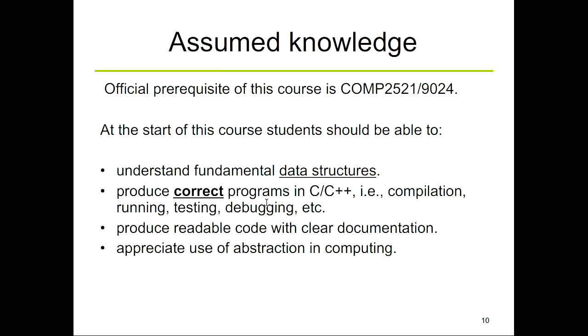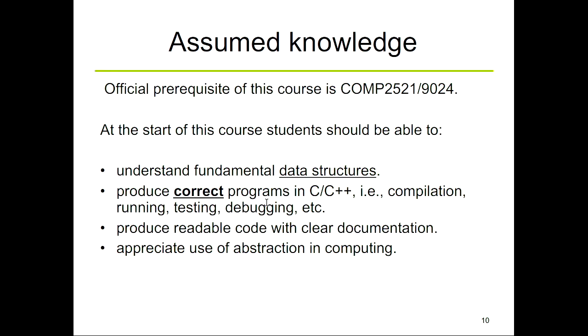Assumed knowledge. Of course, you need to have done some data structure courses before, such as 9024 or 2521. If you haven't done one, again, you shouldn't be here, because the system wouldn't let you. At the start of this course, we assume that you understand the fundamentals of data structures, and you can produce correct programs in C and C++.